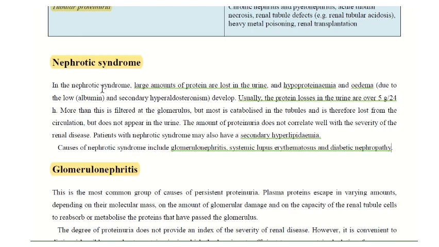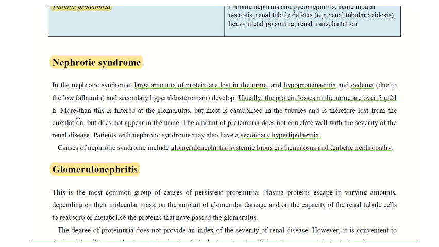In the nephrotic syndrome, large amounts of protein are lost in the urine, and hypoproteinemia and edema يصير due to the low albumin and secondary hyperaldosteronism develop. Usually, the protein losses in the urine are over 5 grams per 24 hours. More than this is filtered at the glomerulus, but most is catabolized in the tubules and is therefore lost from the circulation but does not appear in the urine.